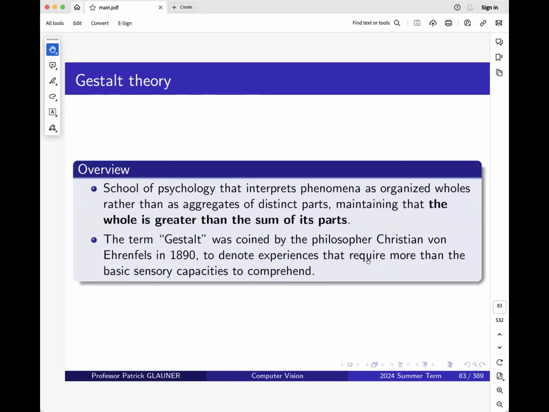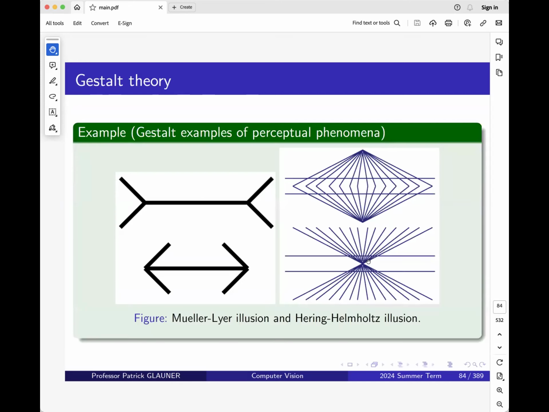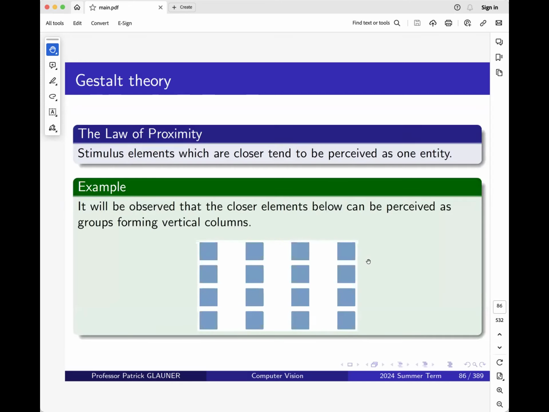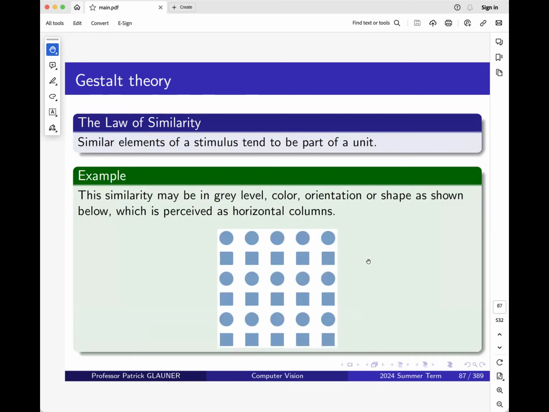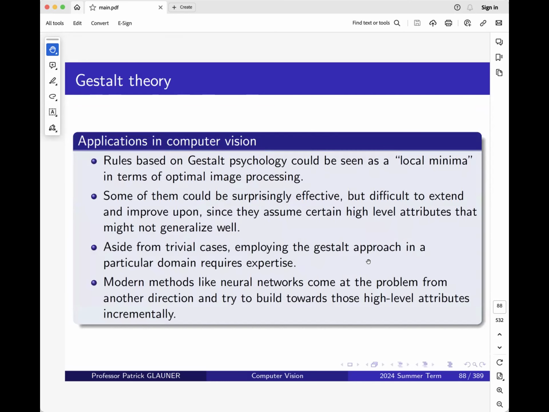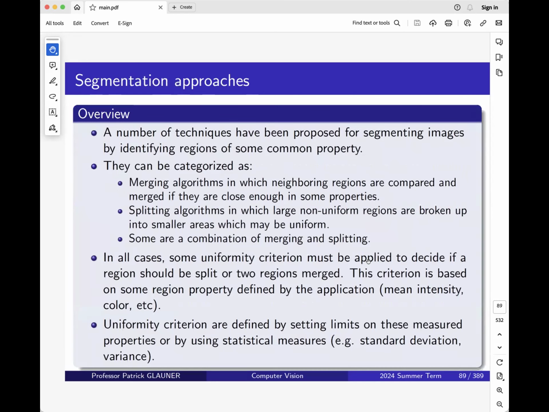We also briefly talked about perceptual grouping and Gestalt theory. It's about how we perceive objects, and maybe some of these laws could be helpful to you when you build vision systems, when you make some assumptions about your data. Today, we will continue with segmentation approaches.